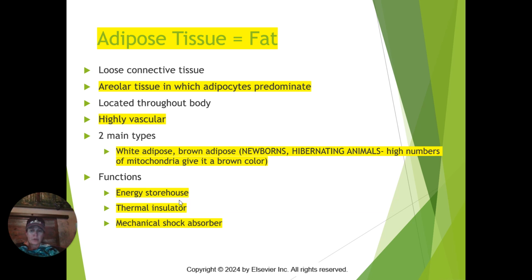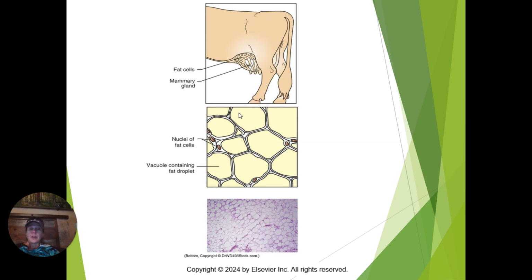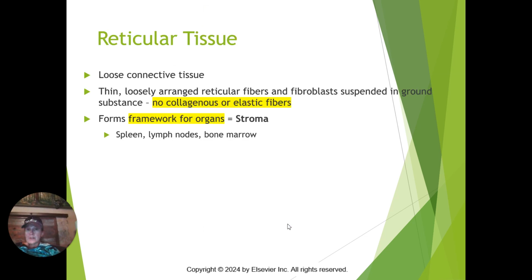So fat in general, though, is an energy storehouse, it's a thermal insulator, and it's a mechanical shock absorber. And so when we look at fat tissues underneath the microscope, what you will see is that the largest portion of the cell is all these fat droplets within the cell. It pushes the nucleus and all the other organelles over to the side of the cells. And so we get these colored-looking cells that are our fat cells.